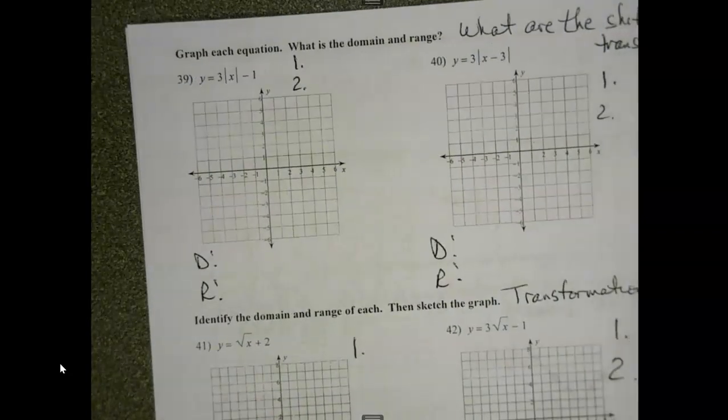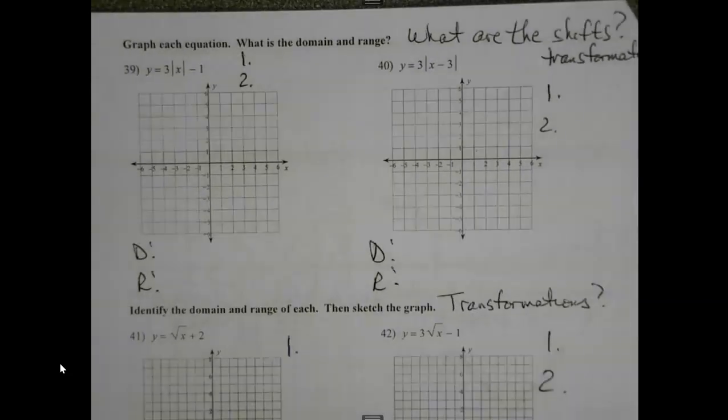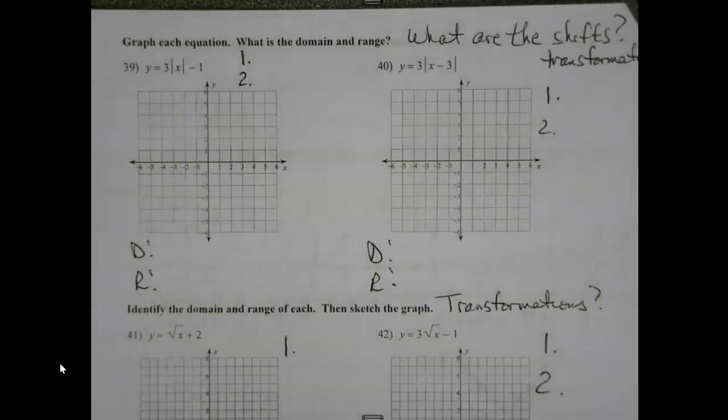Let's find one where there's lots going on. Okay, here we go. Let's do 39. Now 39, ooh, I got different questions. Okay, so graph the equation. What is the domain and the range? What are the shifts? What are the transformations?